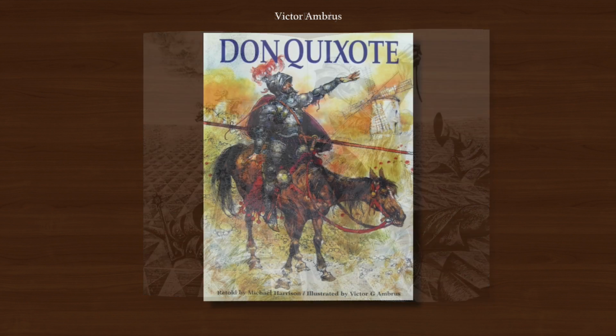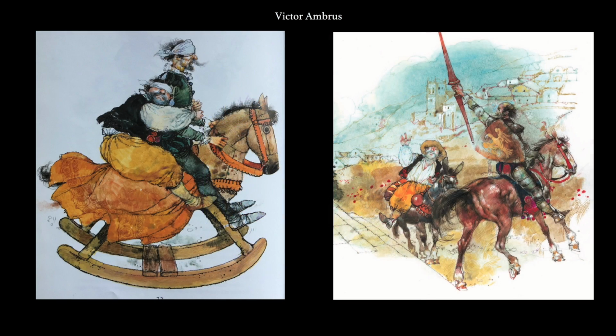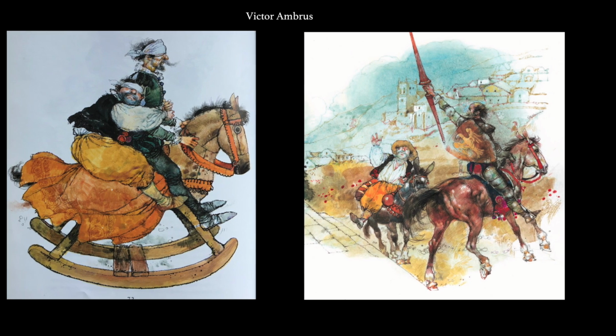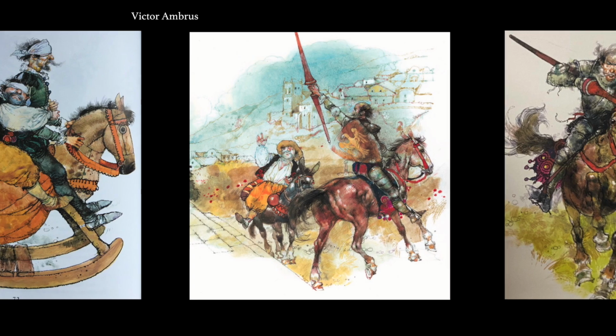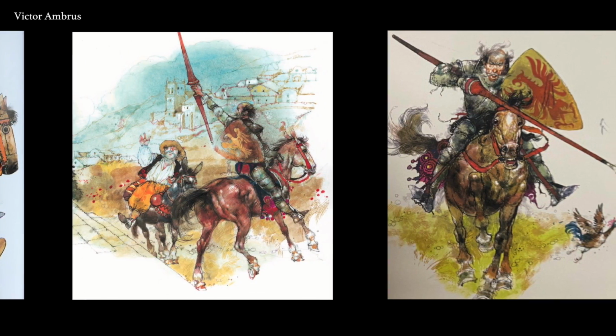In 1999, the last edition of the 20th century was published. Retold by Michael Harrison, it featured a series of extremely well-observed pen and watercolour renders by the revered historical illustrator Victor Ambros. His images were a perfect blend of traditional draftsmanship and expressive execution.